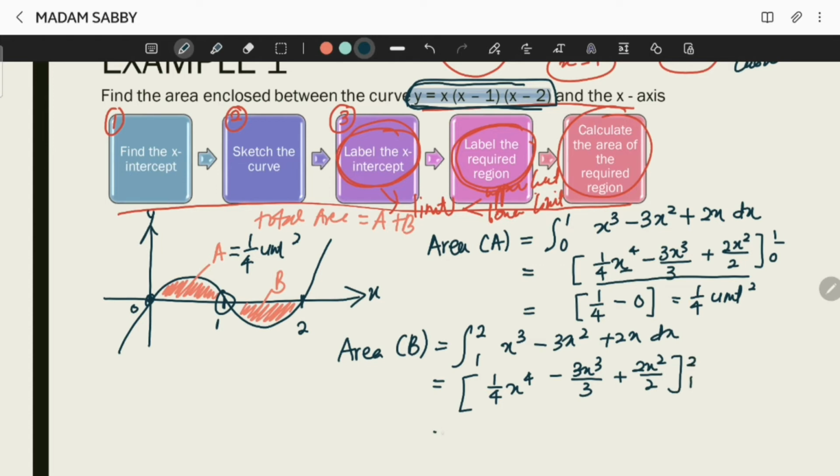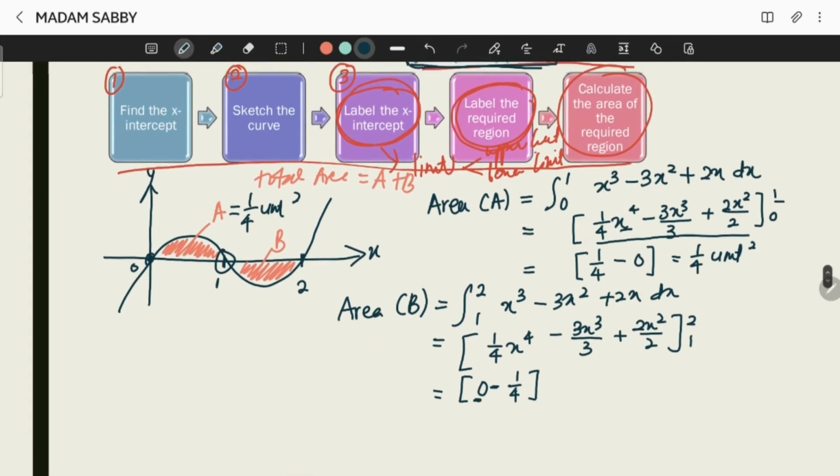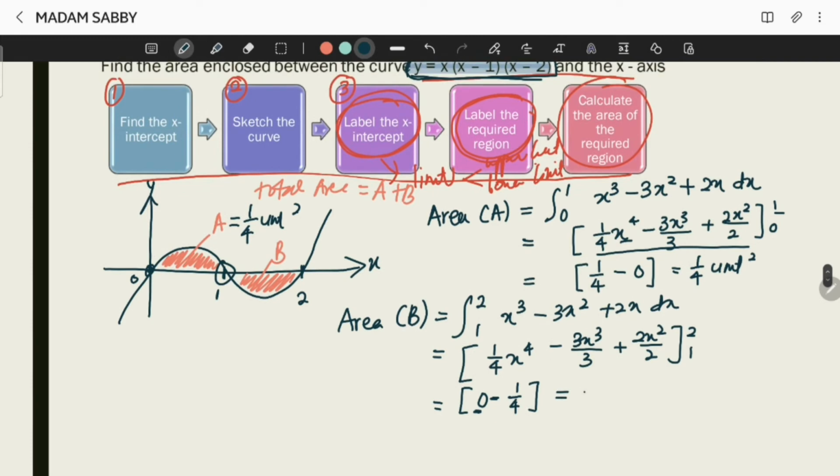between 2 and 1. So you have to find out what is the area's value when your x equals 2, and when your x equals 1. When your x equals 2, it's equivalent to 0, and when your x equals 1, it's equivalent to 1 over 4. So the value for the upper limit must be minus the value when x is the lower limit. So this one you will get negative 1 over 4 unit square.